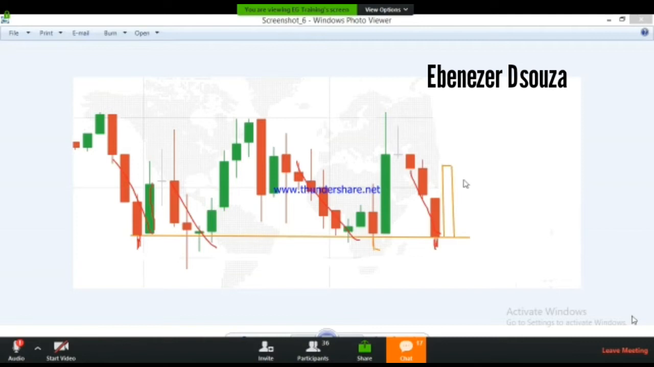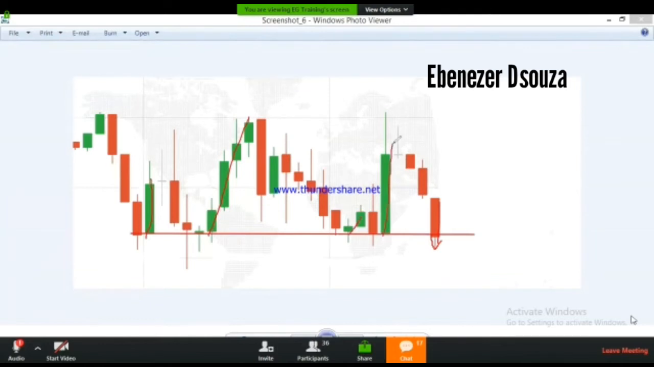Is there anyone to go with sellers from this level? Yes, it tried, failed. A strong buyer's entry. Again, it tried, failed. A strong buyer's entry. Again, it tried, failed. A weak buyer's entry. But again, it tried. Again, a strong buyer's entry. Strong buyers are there, right?